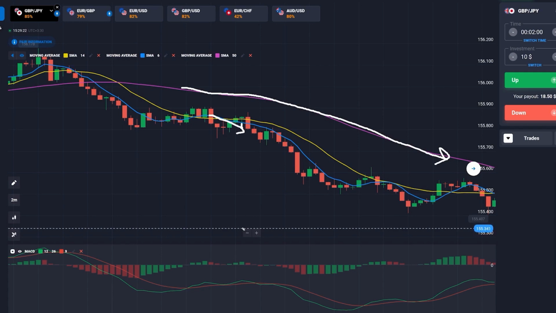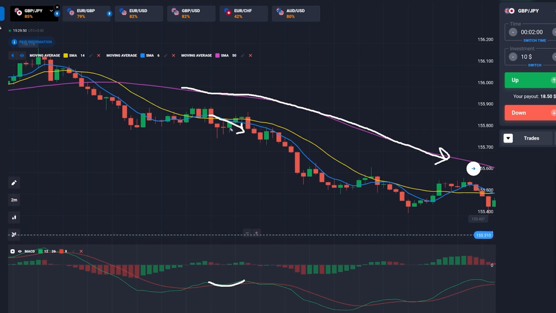But if we look at the MACD, we notice something crucial. The MACD lines haven't crossed yet at the same point. The green MACD line has only touched the red line and reversed upward. So, if we didn't pay attention to the MACD and placed a sell trade here, we would have lost that trade because the price reversed after this candle. The MACD eventually crossed a bit later, and then the price dropped.